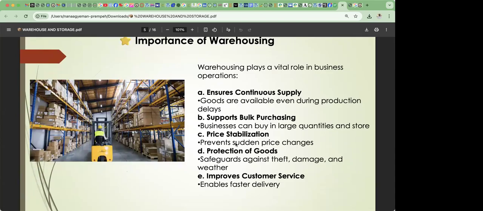Importance of warehousing. I think we've gone beyond this. Or should we continue with this or we leave this aspect? Okay, let's talk about it.